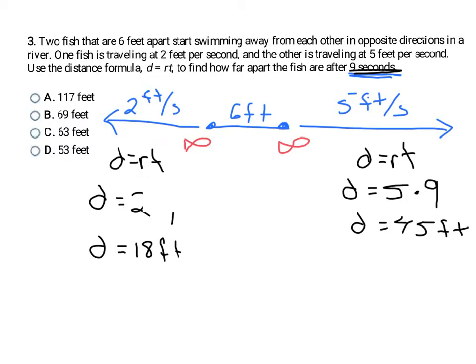So to see how far apart they are, I'm going to have to add the 18 plus the original 6 they were apart plus the 45, and then 18 plus 6 plus 45 is 69 feet, which is my final answer, letter B.